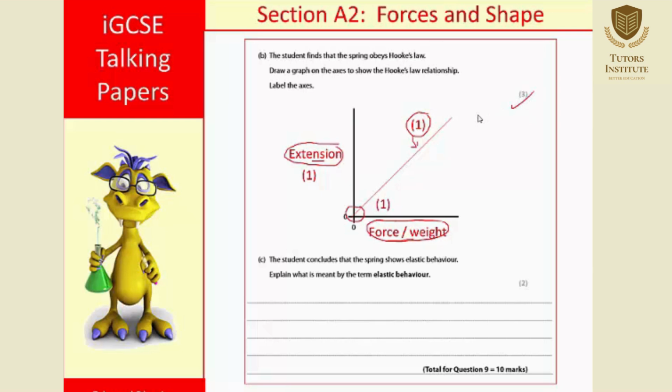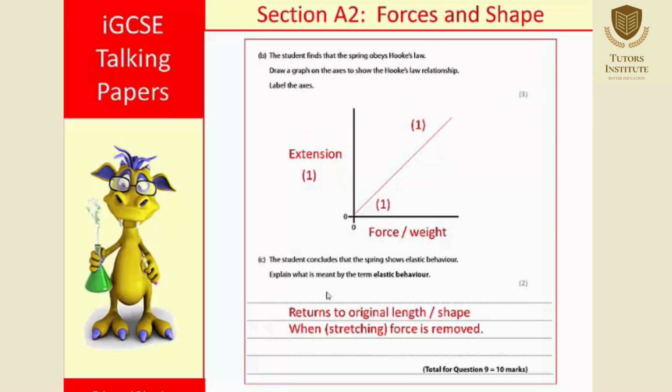And lastly, what do we understand by the term elastic behaviour? If it's elastic, it returns to its original length when you take the masses off, or when the force is removed. So 2 marks: 1 for saying it returns to original length or shape, and a second mark for when the stretching force is removed. Now don't forget, I hope you can also distinguish between elastic and plastic. You're not asked for plastic here, but just make sure you can distinguish between elastic and plastic.